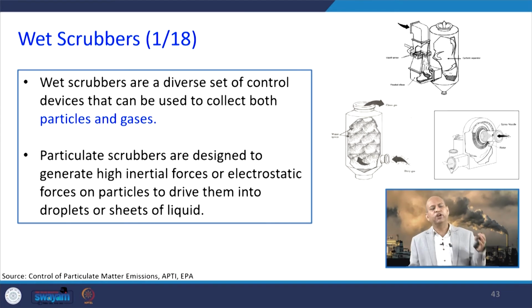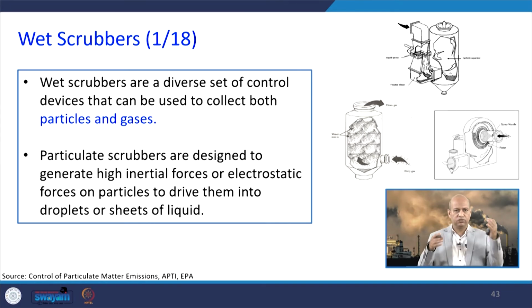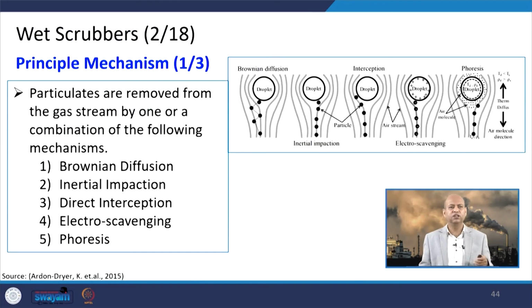Now, we talk about the wet scrubbers. This is the third kind of device in today's lecture. These are scrubbers, a diverse set of control devices which can be used for collecting both particulate matter as well as gases. Particulate scrubbers are designed to generate high inertial forces or electrostatic forces to drive particles into droplets or sheets of liquid, where liquid is dropping in a kind of sheet. So, they can get attached to this and removed.